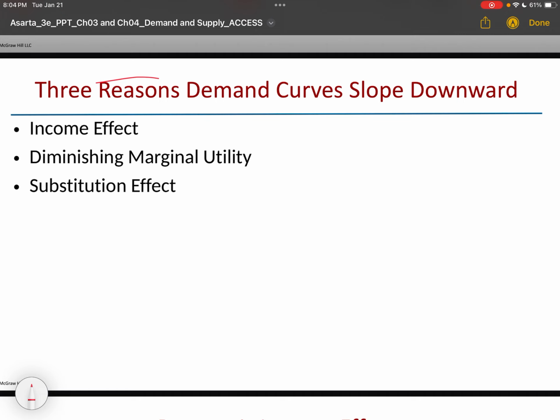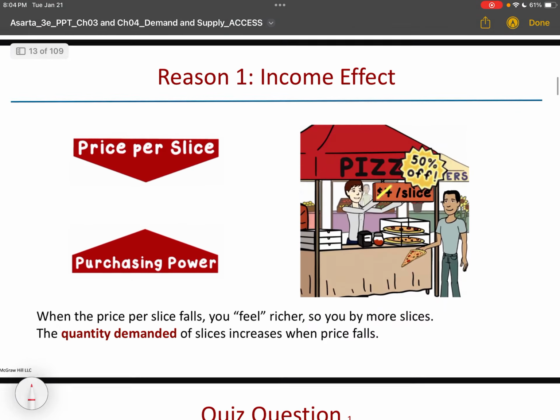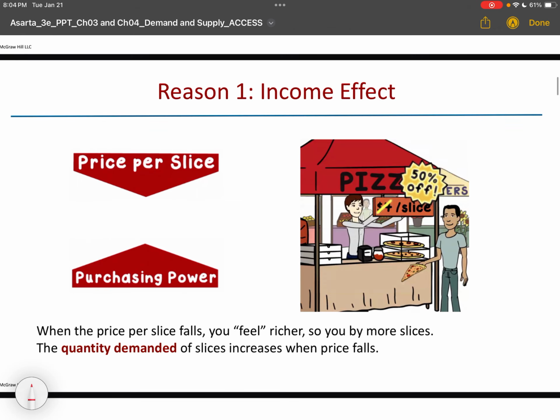Okay, first we have income effect. Then we have diminishing marginal utility, substitution effect. These are the 3 reasons why the demand curve will slope downward. Let's take them one after the other. The income effect.